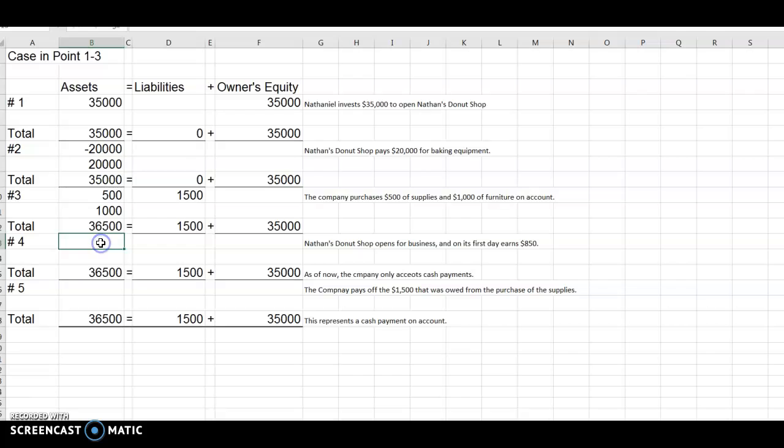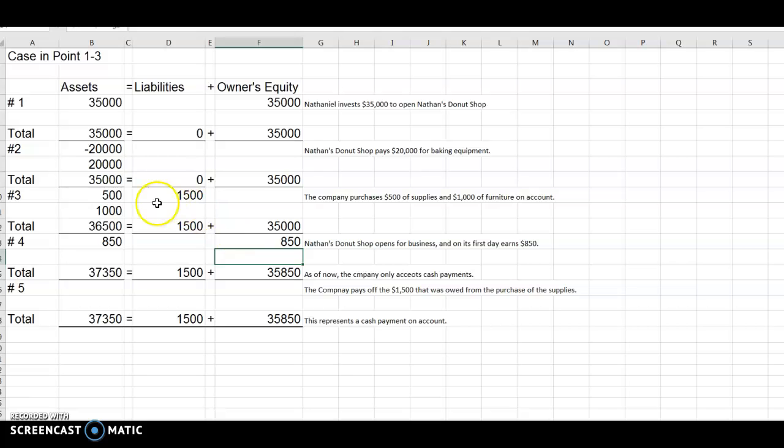$850 would then be recorded as an asset. Cash is an asset, so cash would go up. And on the other side of the coin, it would also be recorded as revenue. Revenue is included in our owner's equity, so that would also increase.